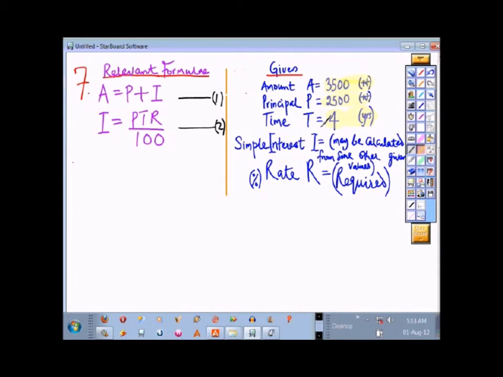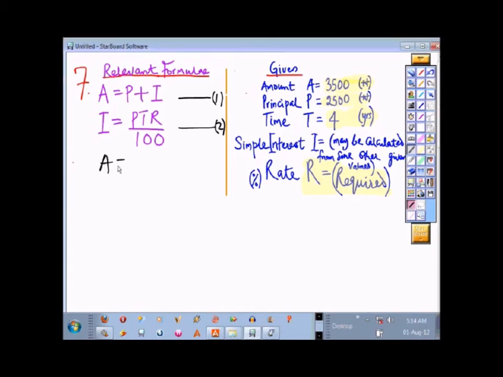Now the simple interest is very important in this our calculation, so we may use these other values that are given to us to obtain it, and this will help us to get the required rate as the question is asking us. Now we go back to the formula and we just substitute all these given values into each of them.